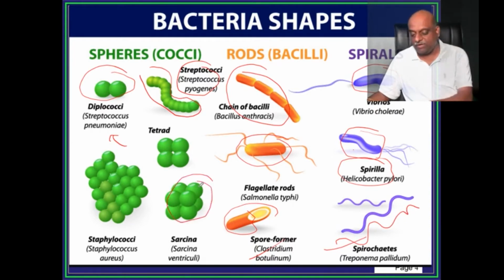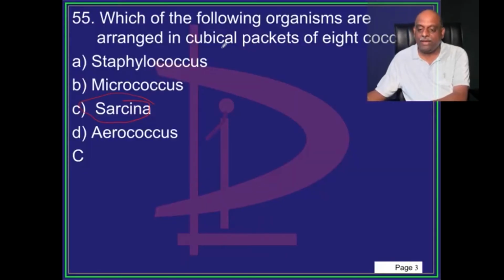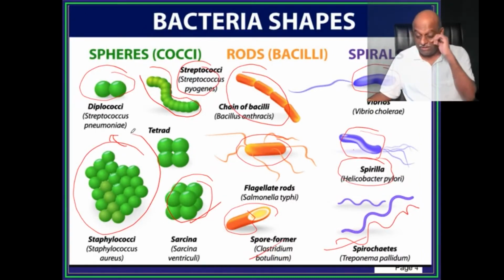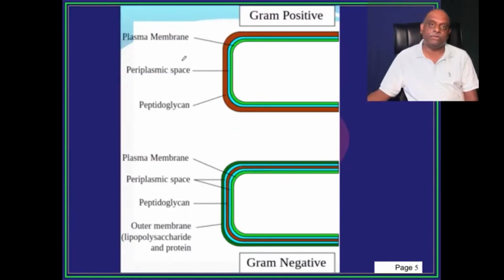Sarcina is what the examiner is asking. Cubical packets of 8 cocci. Staphylococci are like grapes, a bunch of grapes. So these are a few things that you need to be very sure about.